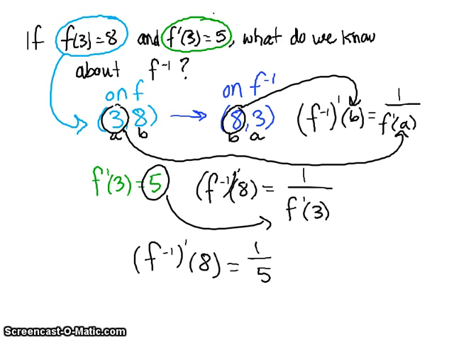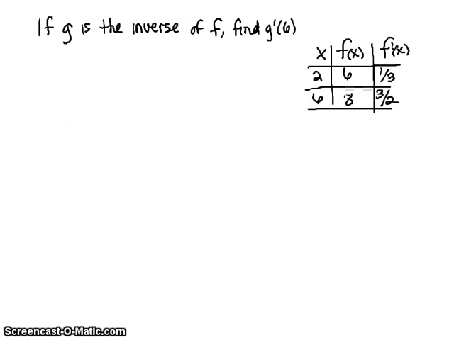So there's two other ones that are pretty quick, and they're like what you would see on AP. So here's one that you're going to see on AP. Sometimes they give it to you in a table like we have over to the right. Sometimes they'll just give you a couple of points. They would say something like f of 2 equals 6, f of 6 equals 8, f prime of 2 equals 1/3, f prime of 6 equals 3/2, or something like that. They would just give it to you in points instead of in a table. So if we look at this, it says if g is the inverse of f, find g prime of 6.